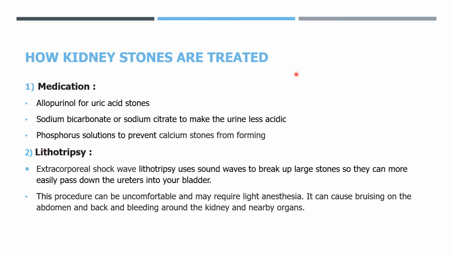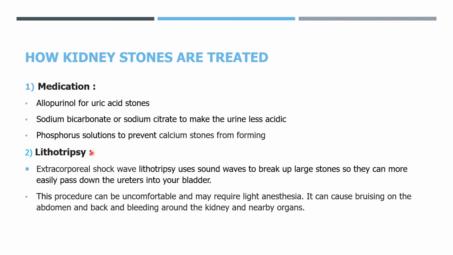How are kidney stones treated? There are certain methods for the treatment of kidney stones. The first one that we are going to discuss is medication. The medicines which can be recommended by the doctors are allopurinol for the treatment of uric acid stones, sodium bicarbonate or sodium citrate to make the urine less acidic, and phosphorus solutions to prevent the calcium stones from forming.